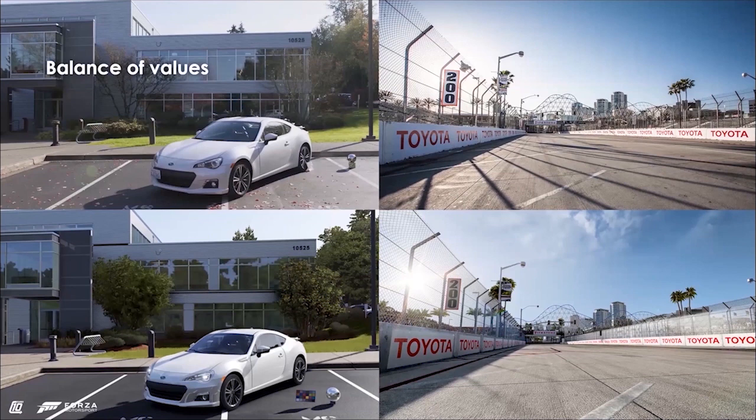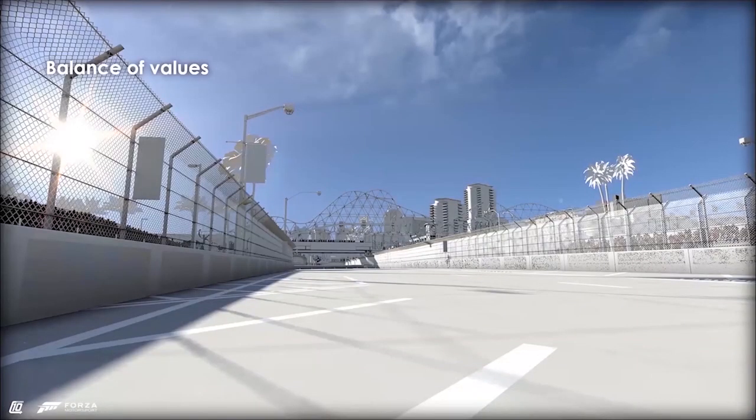That's Laguna Seca. The image on the top is a photo, and the image on the bottom is our game. And we just spend a lot of time, again, really massaging those values and making sure that we get them right to produce a photorealistic scene. And this is just an example of that same scene in Laguna, just with its values. So you can kind of see where we landed with that.